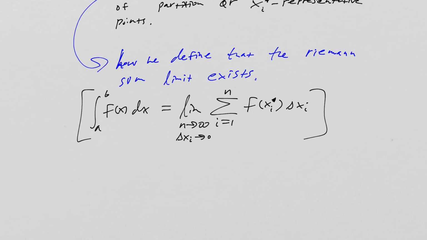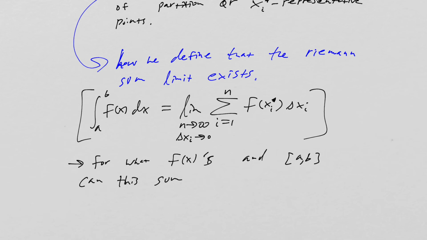what we want to ask is, for what f of x, x's, and intervals a, b, can this sum limit, the sum limit, exist? This turns out to be a very hard question, but let me just summarize it as a theorem.